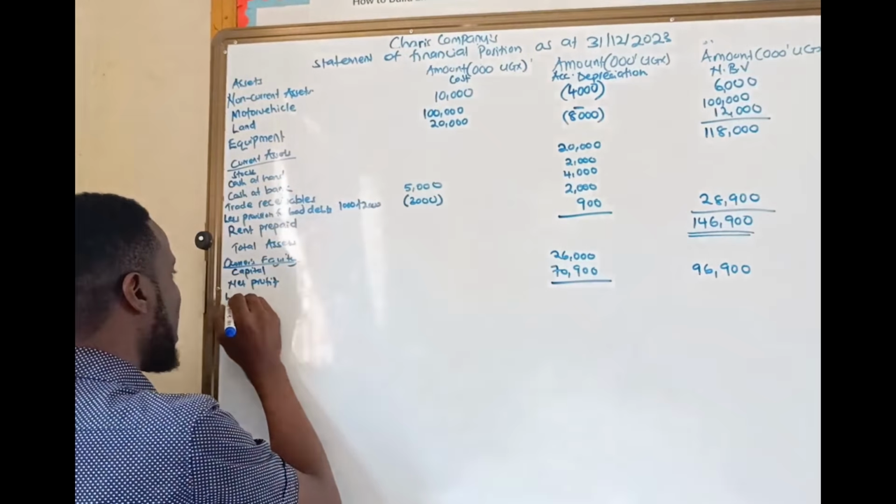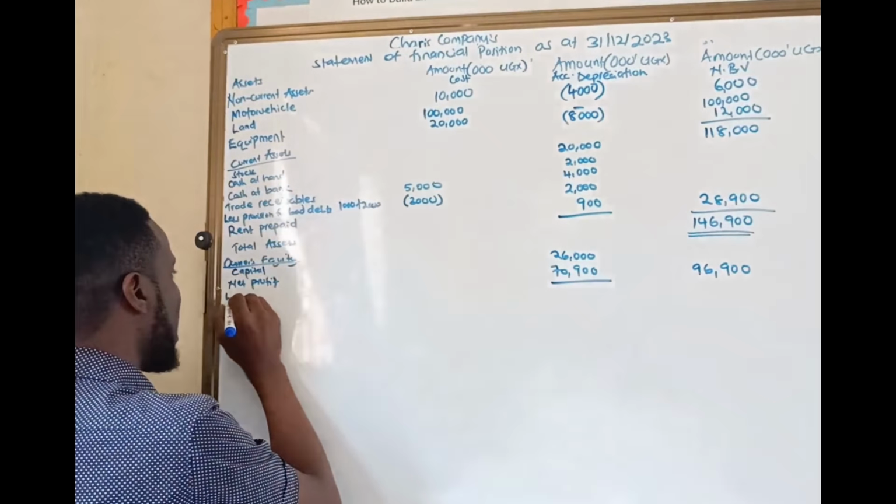Then we come, we say we have our liabilities too. Now we have current liabilities, and these are current liabilities. We have the trade payables or creditors, and our trade payables were worth 3,000. 3,000, we bring them here.